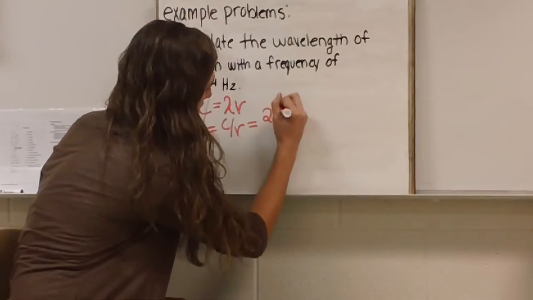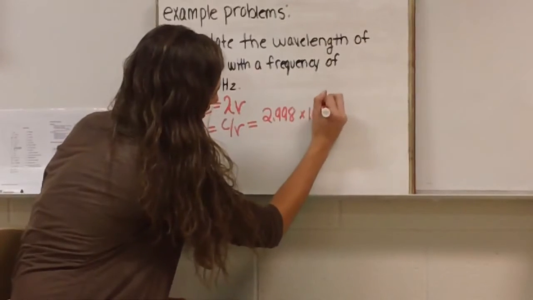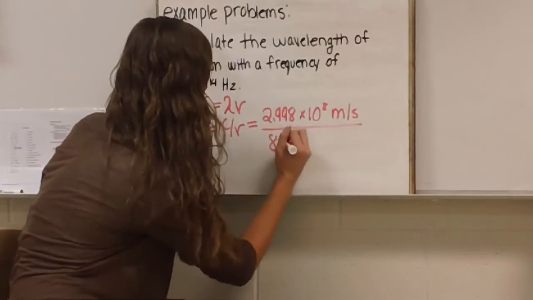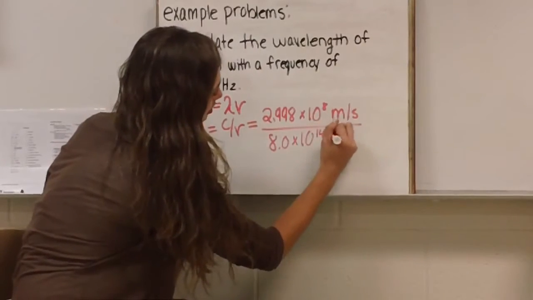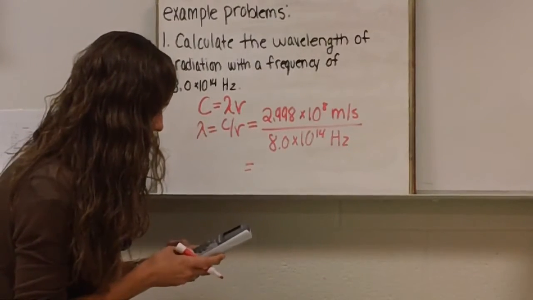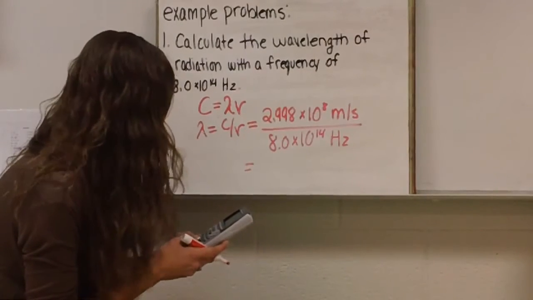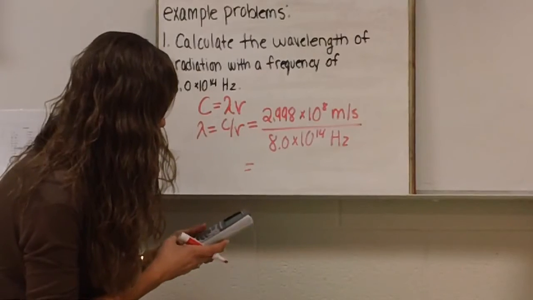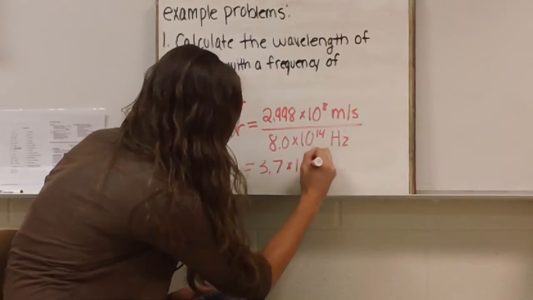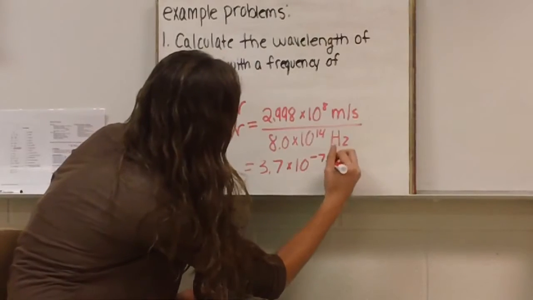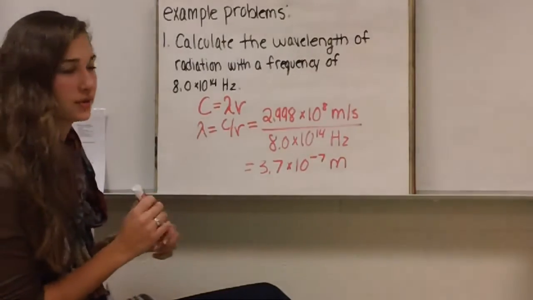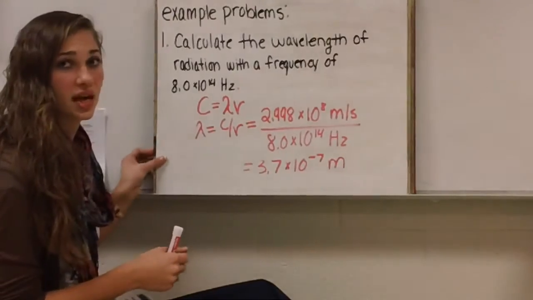So we have 2.998 times 10 to the 8 meters per second divided by our frequency, which is 8.0 times 10 to the 14th hertz. And that's going to give us an answer of 3.7 times 10 to the negative 7 meters. So one thing that you should always try to do is make sure to rearrange the equation to solve for what the question asked you for.